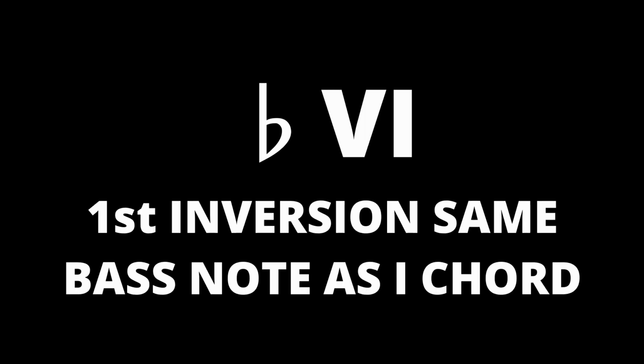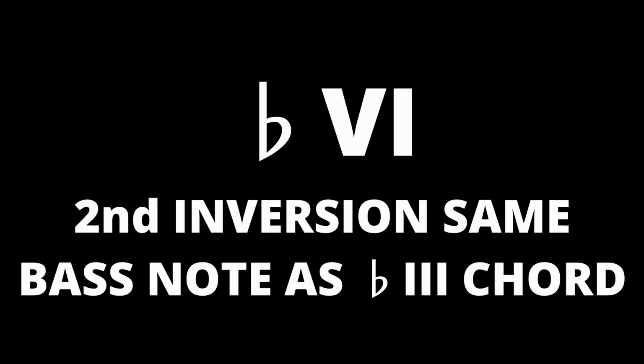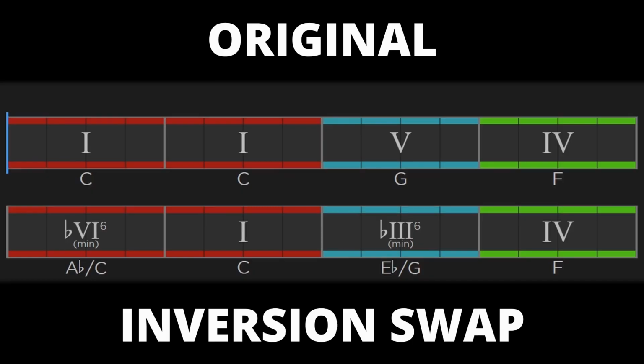For the flat 6 chord, the first inversion has the same bass note as the 1 chord, and the second inversion has the same bass note as the flat 3 chord. For example, a progression of 1, 1, 5, 4 could become first inversion flat 6, 1, first inversion flat 3, 4.